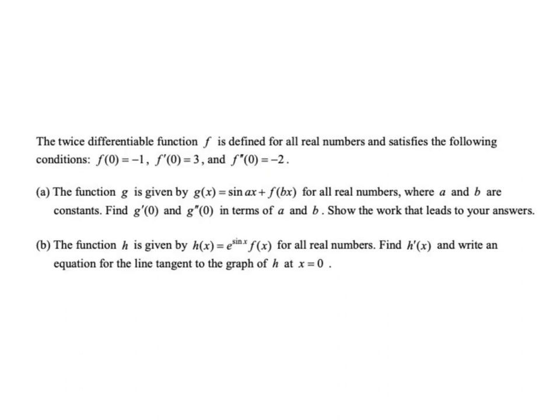Question 2 stated the twice differentiable function f is defined for all real numbers and satisfies the following conditions. F of 0 is -1, f prime of 0 is 3, and f double prime of 0 is -2. And then we have to address these two items here. And I'll do each of those on a separate slide like we were doing question 1. So let's switch over to our next slide and we'll attack letter A.